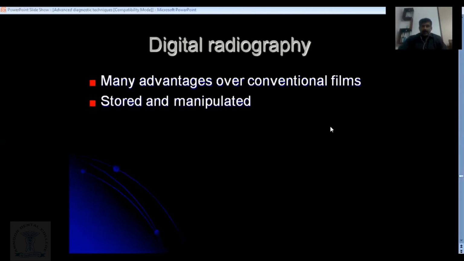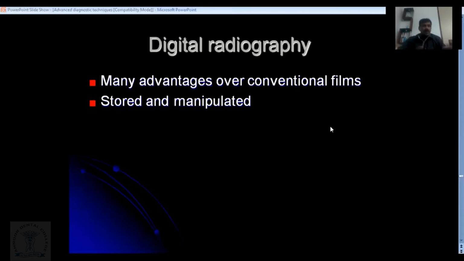One of the main problems with conventional film radiographs is that you take a radiograph now, and probably after 3 or 4 years, the patient comes again, and when you look at the radiograph it appears blurred. You may not be able to store that image for a long period of time. That is one thing. You can't do anything once you wash that film and process it. You can't manipulate anything with that.